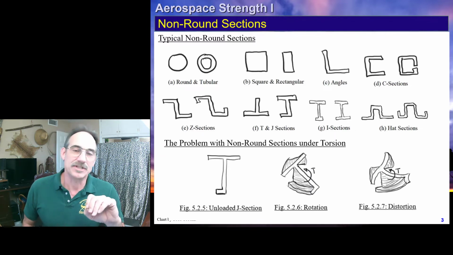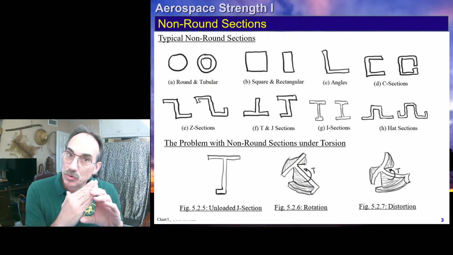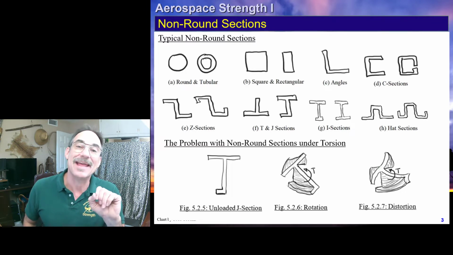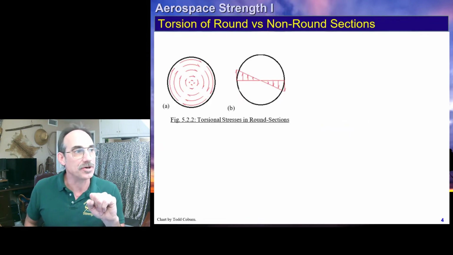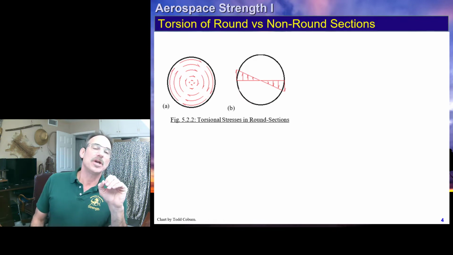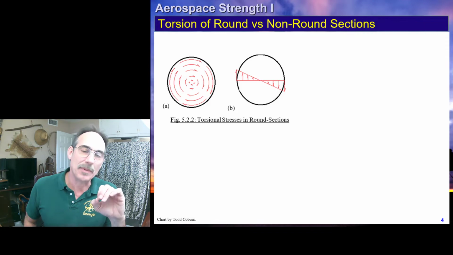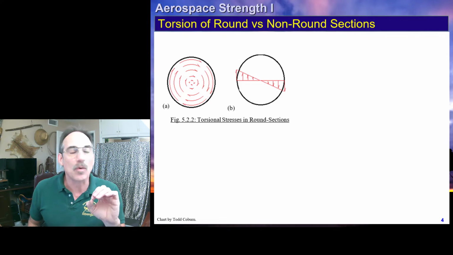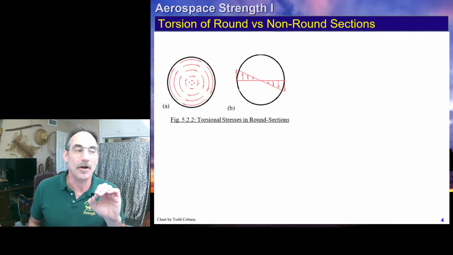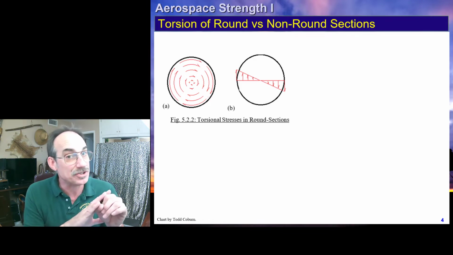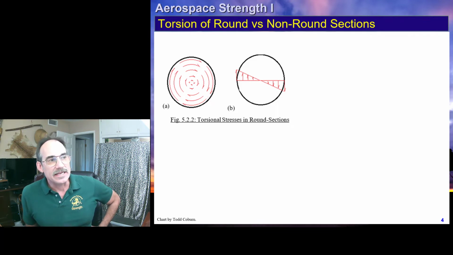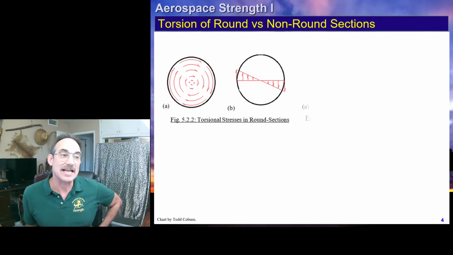The problem with non-round sections is that they have such a low torsional rigidity that they deform when they twist. They twist easily, they twist a lot for a small torque, and they distort and deform under that torsion. If you look at a round section, when we apply a torsional load, the stress that develops can move around the cross section in a continuous manner. We get a linear distribution of stress and strain going from the centroid to the outside.